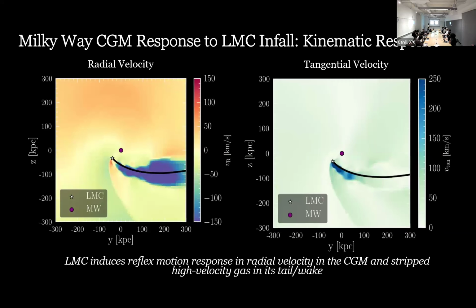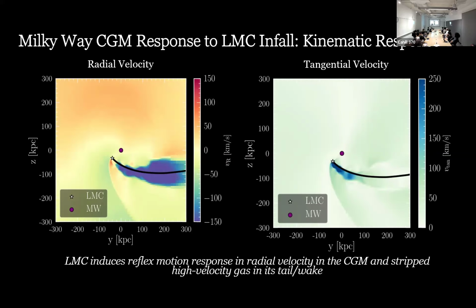And so we can also look at the response in gas kinematics. So this is looking at the radial velocity and also the tangential velocity. And so thinking about the radial velocity, you get this low-level collective response in the radial velocities. This is from the reflex motion of the inner Milky Way from the surrounding halo. So that's why you get the same sort of low-level reflex motion, which should be present everywhere across the sky.